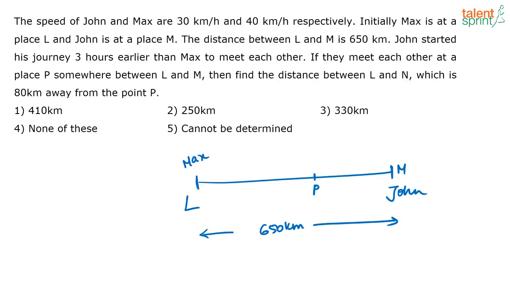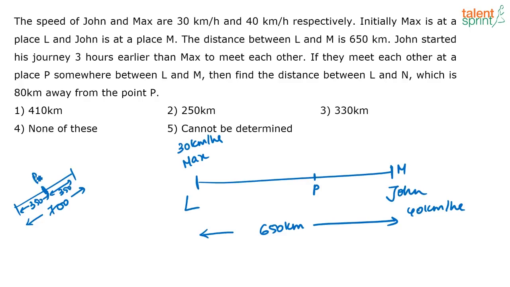Now what you have to first understand here is that it is given that John is traveling at 30 kilometers per hour and Max is traveling at 40 kilometers per hour. Now if I assume that two people are meeting at the center of this distance, let us say this is 700. If these two people are meeting at the exact center, then this distance is 350, and this distance is 350, right?